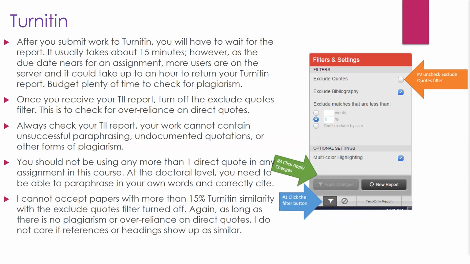Secondly, be sure that you don't have any plagiarism. You could certainly have a 0% Turnitin similarity and still plagiarize. For instance, if you use no citations in your paper, but you talked about the work in these articles, then you've plagiarized. So that's one way that you could have a 0% Turnitin similarity and still have plagiarism. So always check your report. Your work can't contain any plagiarism or over-reliance on direct quotations. And at this point in the class, I think that you should be used to working with Turnitin.